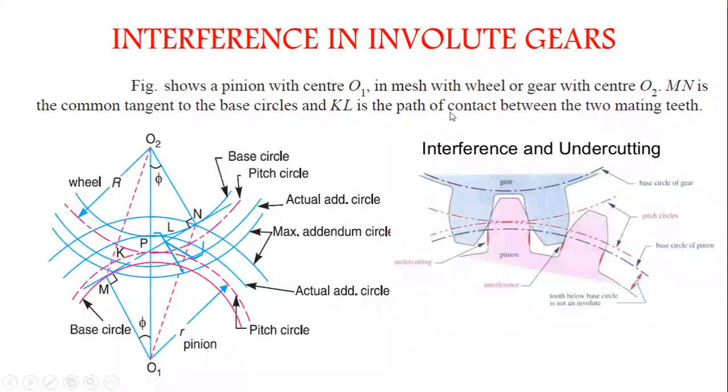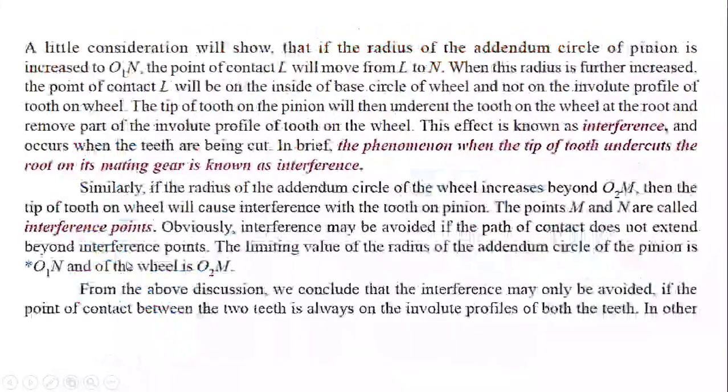KL is the path of contact between the two mating gears. This KL is the length of the path of contact between the gears. KL is drawn along the common tangent line. Now let's see what interference is.